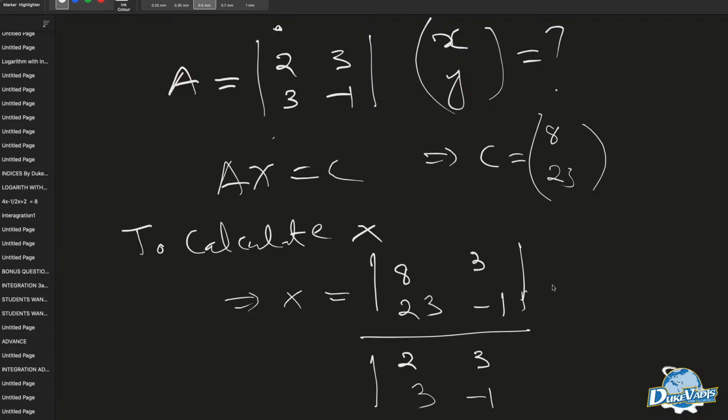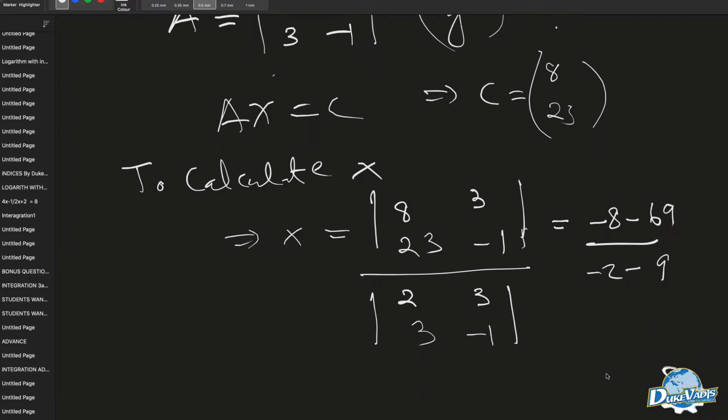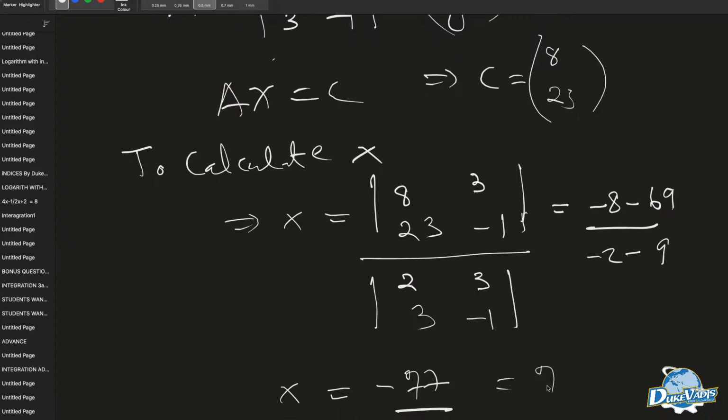When we simplify this, this one will give us -8 minus 69, and this -1 times 2 will be -2 minus 9. So when we simplify it further, x is now equal to -77 over -11. So this gives us 7 quickly.